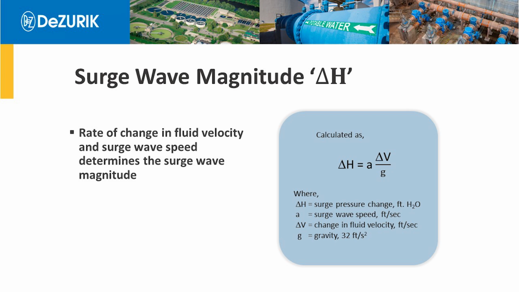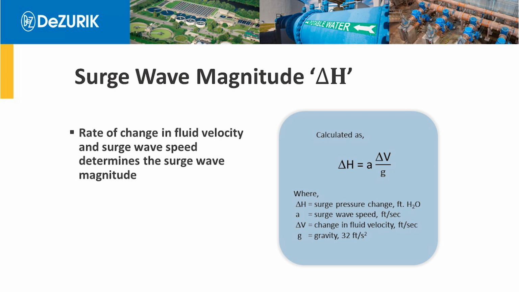Let's say that we're flowing in a 12-inch line at 2,500 gallons per minute, and that's 10 feet per second velocity. We lose power to the pump. We've gone from 10 feet per second or 2,500 gallons per minute to 0. So our delta V would be 10. So we can easily calculate or estimate the surge pressure magnitude, which is designated by delta H.